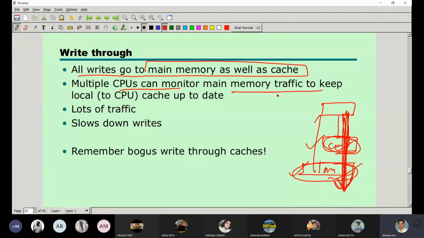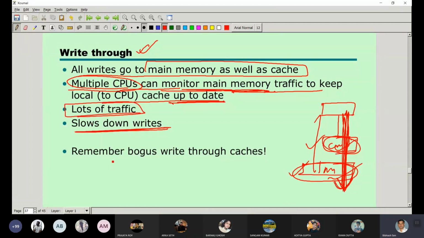Multiple CPUs can monitor main memory traffic to keep local cache up to date. So in a multiple CPU environment with write through, how does it work? They have to monitor main memory until it changes. Lots of traffic will happen, and there is a slow down in the writes. Remember, sometimes write through caches are bogus.